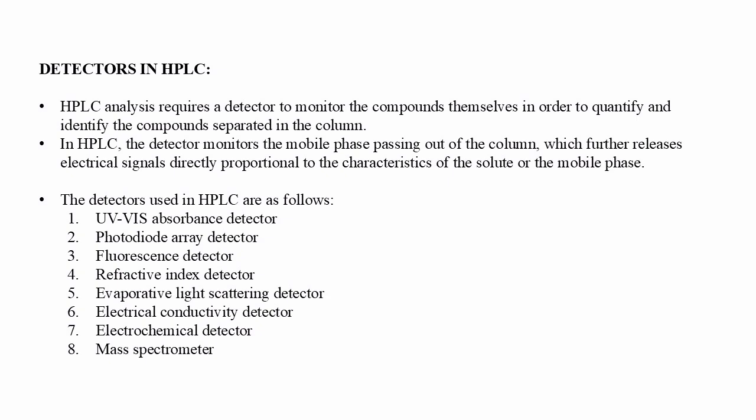The detectors used in HPLC are as follows: UV visible absorbance detector, photodiode array detector, fluorescence detector, refractive index detector, evaporative light scattering detector, electrical conductivity detector, electrochemical detector, and mass spectrometer.